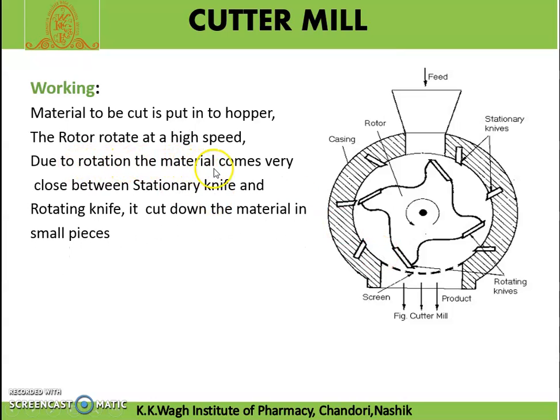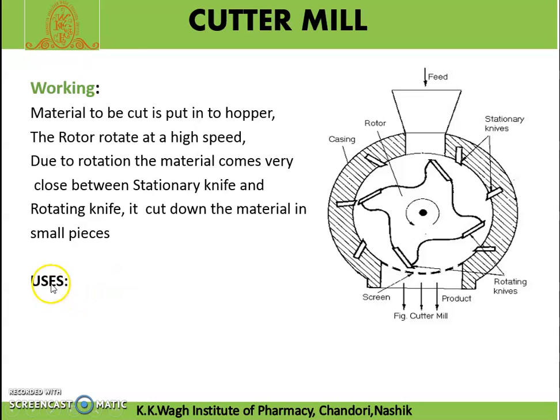Due to the rotation, the material comes very close between the stationary knives and rotating knives. It cuts down the material into small pieces. When the motor is started, the material comes in contact between the rotating knives and stationary knives, and is crushed down, broken into very small pieces. Then the size-reduced fine particles are collected from the screen.